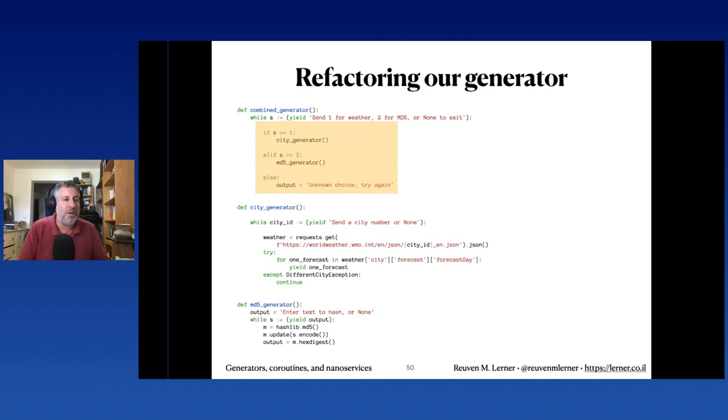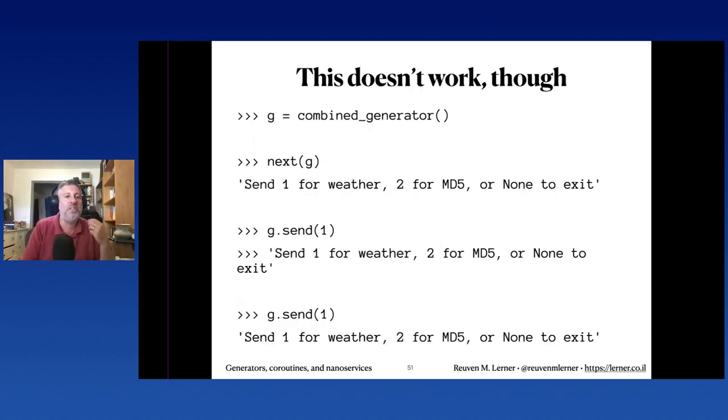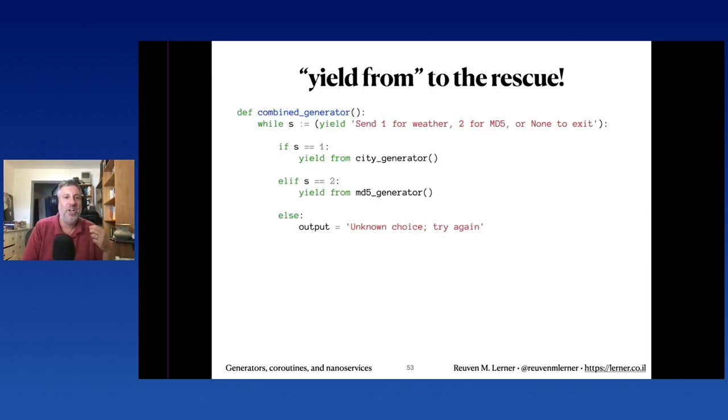Guess what? This will not work. This will not work because how will throw go from our outside generator to this inside generator? How will close go from the outside one to the inside one? It will not work. What we need to do is yield from.